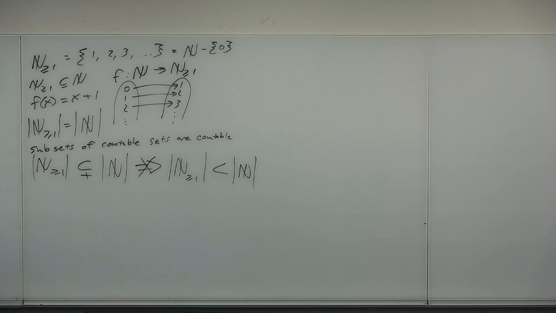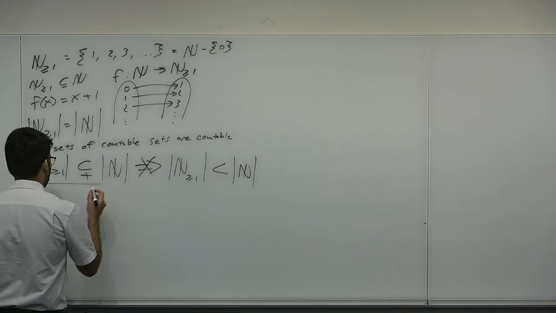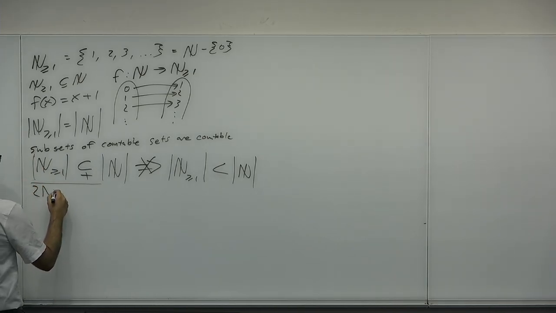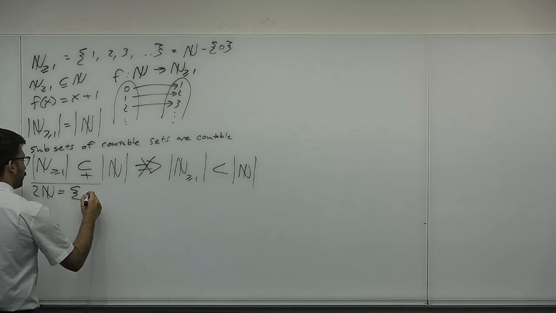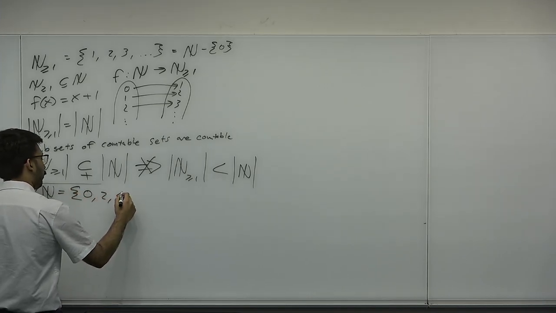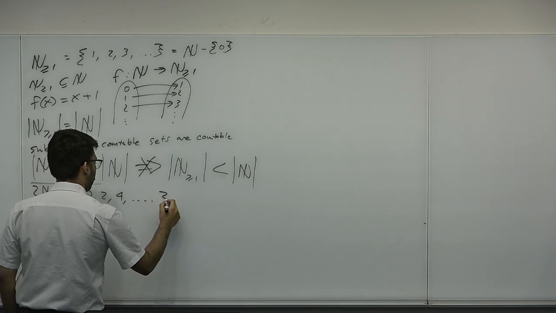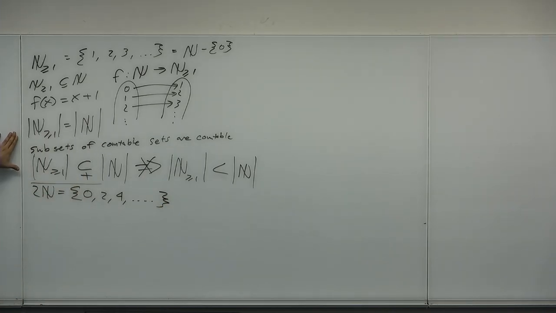Okay. What about the evens? I'm going to define 2N to be the even numbers. So 0 is even, 2, 4. In the first part, we proved that if you take a countably infinite set and remove finitely many elements, it's still countably infinite. Here you take out infinitely many elements. You took out all the odd elements. Is this still countably infinite? You just do f of x equals x divided by 2.